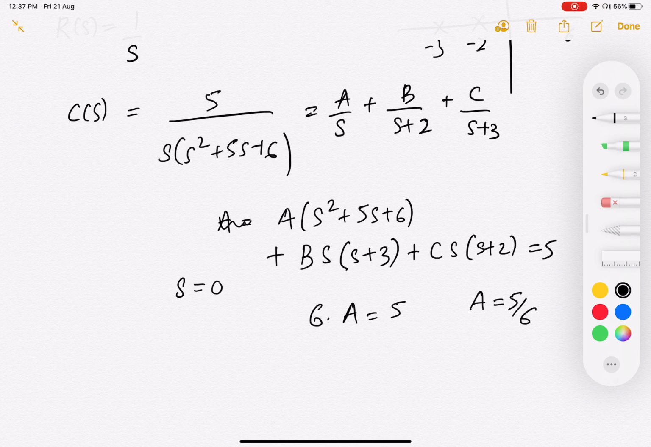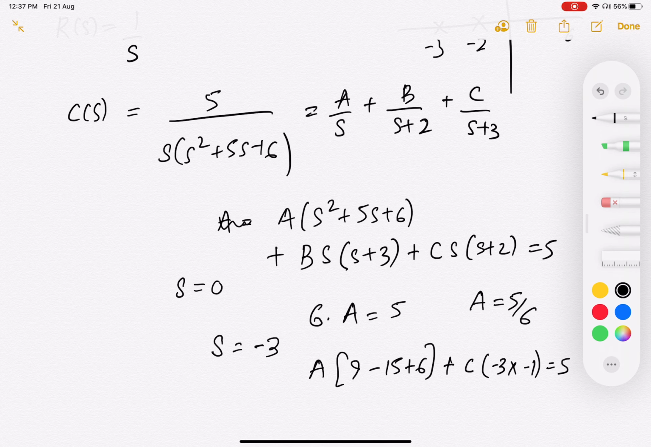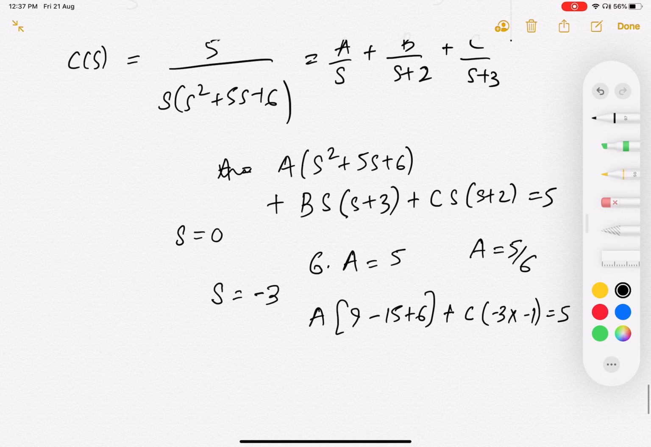Similarly, I can find out the value for B by substituting S is equal to minus 3. So if I substitute S is equal to minus 3, I get A into 9 minus 15 plus 6, and I'll get a value of C for this, plus C into minus 3 into minus 1 is equal to 5. So this will be 0, this will be 0, and I'll get C is equal to 5 by 3.